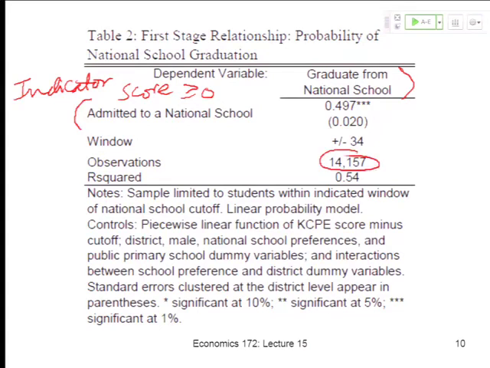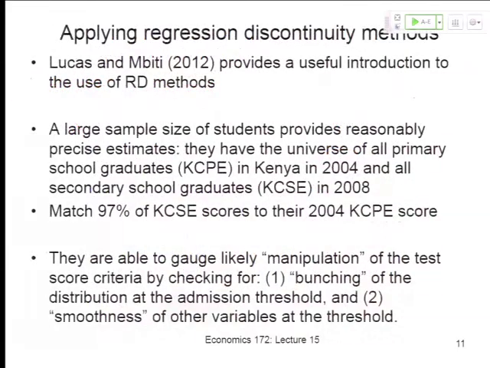Big effect. If you get admitted, you're much more likely to go. But there's still some imperfect assignment. So these guys provide pretty precise estimates. They have this huge sample. They're able to match most people's primary school scores to their secondary school scores. And they're able to deal with manipulation.